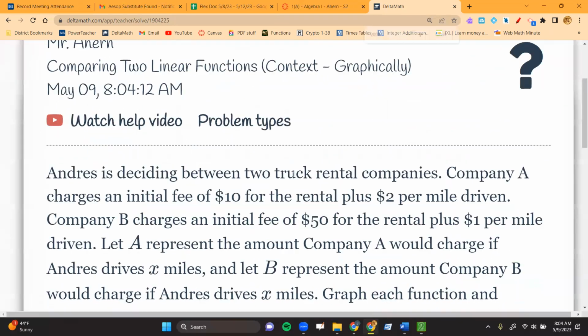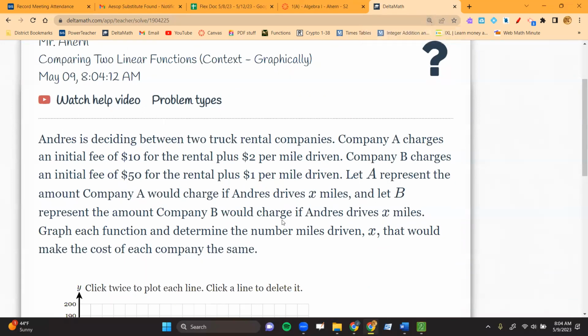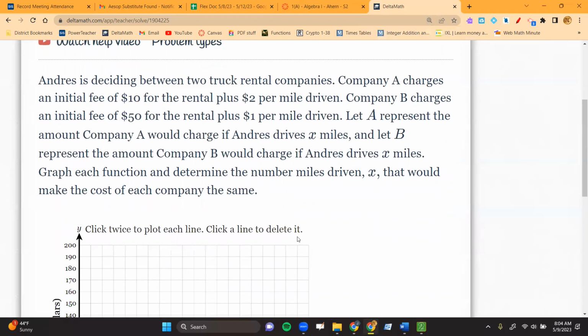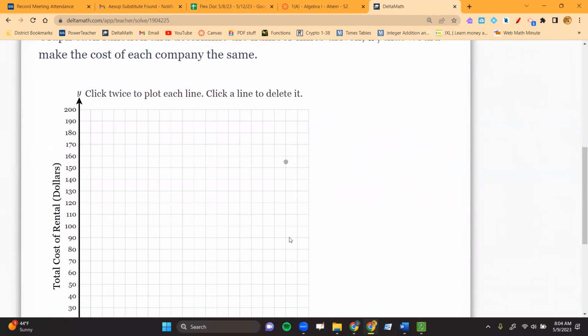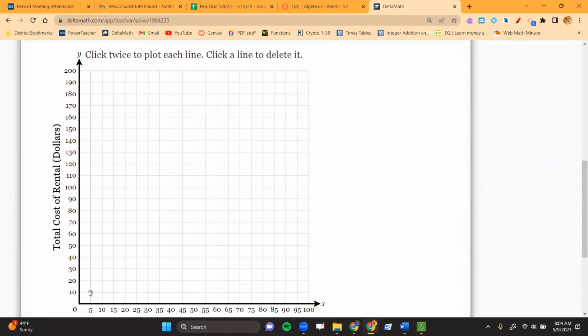Got to zoom out a little bit. Andres, 2 truck rental companies. Company A charges $10 and then $2 a mile. So how am I going to graph that? Right. And so notice you got to do a little bit of math here. Notice what the time axis goes by. 5s, right? So you got to do math.